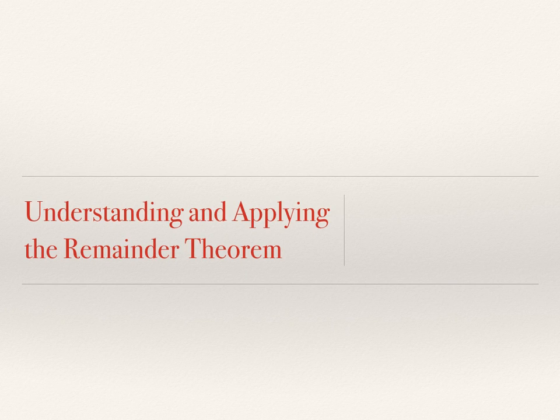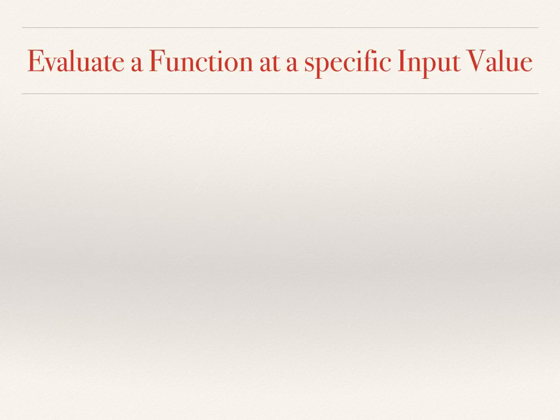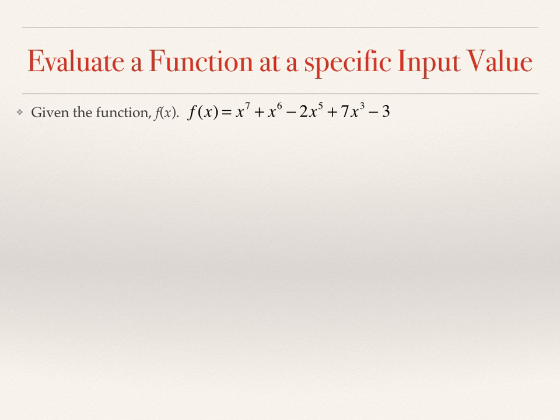Understanding and applying the remainder theorem. Let's evaluate a function at a specific input value. Given the polynomial function f of x, defined here, we're told to evaluate f of 5. That means find the value of the function at x equals 5. So we're going to substitute. Everywhere we see an x in the function, we'll put 5.